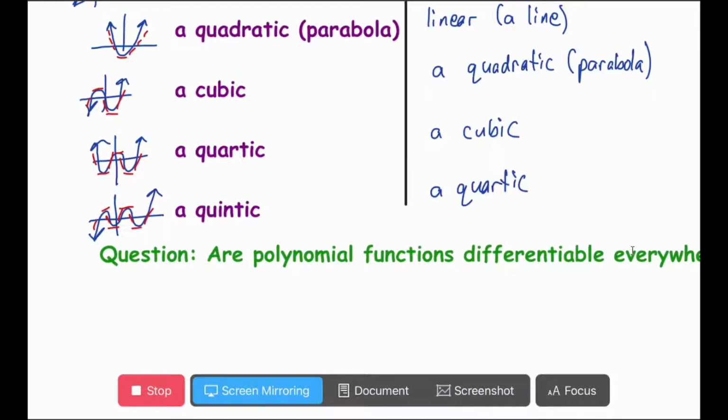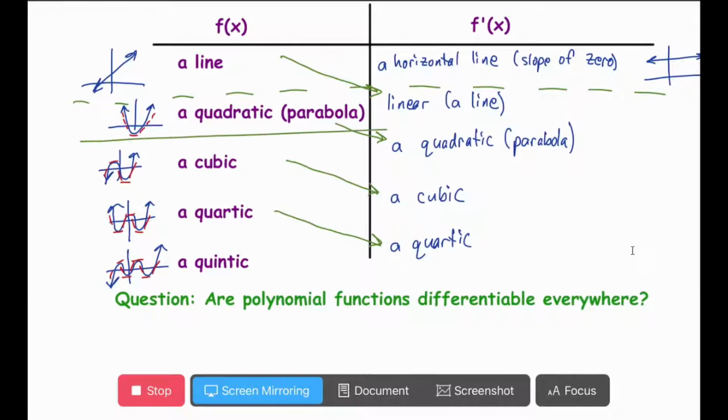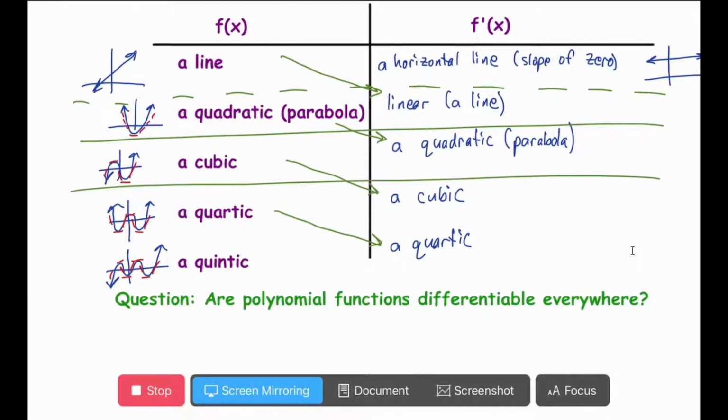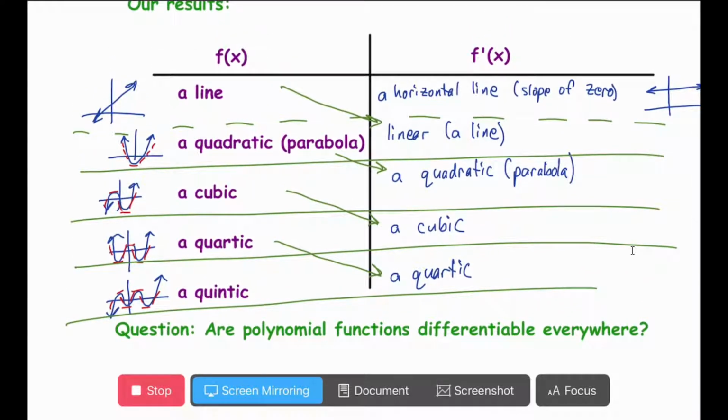And hopefully you're starting to notice a trend here. So I had a line here, and this was a line. I had a parabola, and this was a parabola, and cubic, and this was cubic, and quartic, and this was quartic, and so on. So what can we say in quick general terms? Well, we can say that polynomials are predictable.